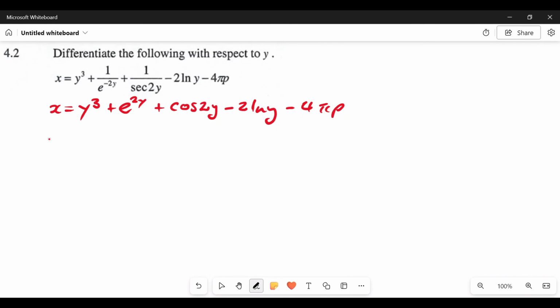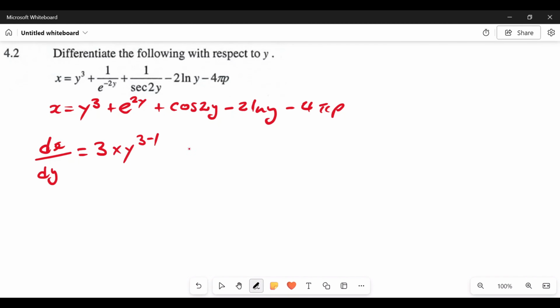Now do not forget, this is going to be dx over dy. There we go. We are differentiating with respect to y, so it should be like this. Now let's look at the first term. When we look at the first term, this here is a standard derivative. So when we differentiate the standard derivative, we're going to say 3 multiplied by y to the power of 3 minus 1. That's what we do, right? Because it's a standard derivative.